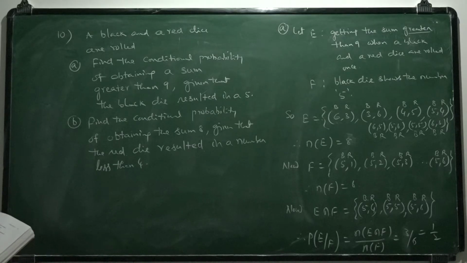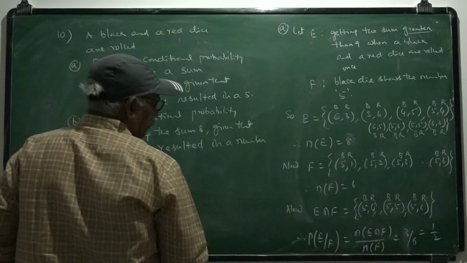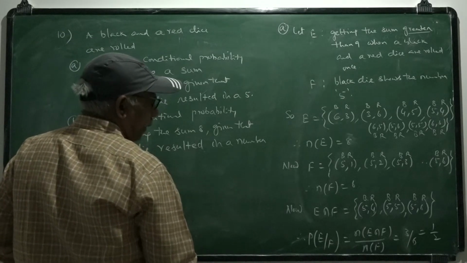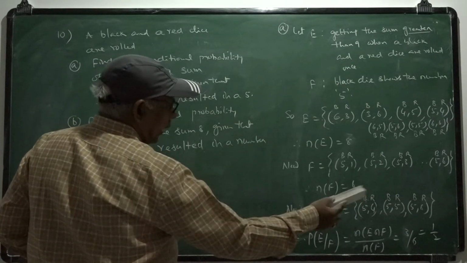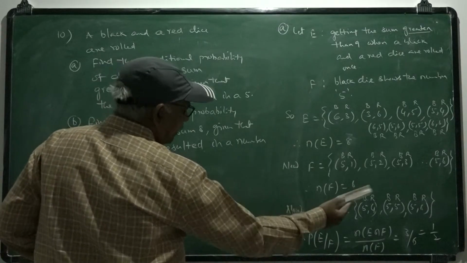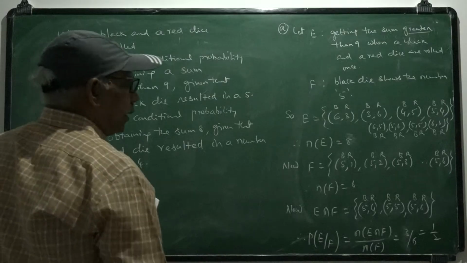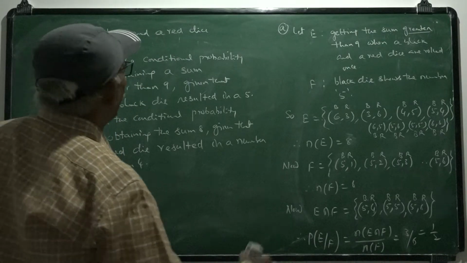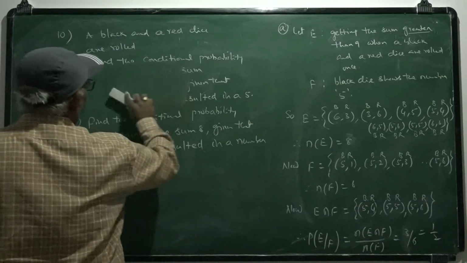The conditional probability of obtaining the sum E, given that the black die resulted as 5. A sum greater than 9 is possible in this case once you fix 5 on the black die. Okay. Next one.